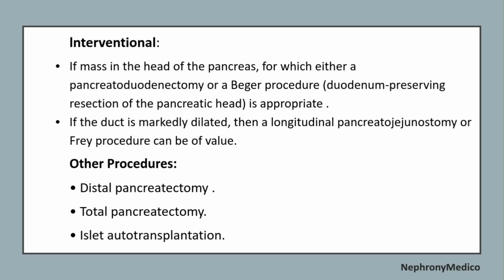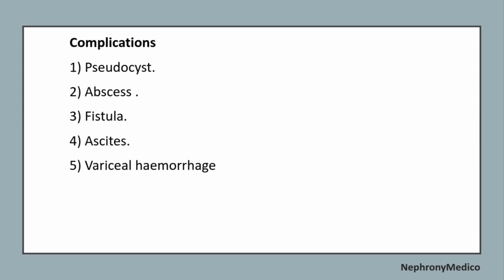If the mass is in the head of the pancreas, either a pancreatoduodenectomy or a bigger procedure is appropriate. If the duct is markedly dilated, then a longitudinal pancreatojejunostomy or FREY procedure can be of choice. Other procedures include distal pancreatectomy, total pancreatectomy, and islet autotransplantation. Now, complications include pseudocyst, abscess, fistula, ascites, and variceal hemorrhage.